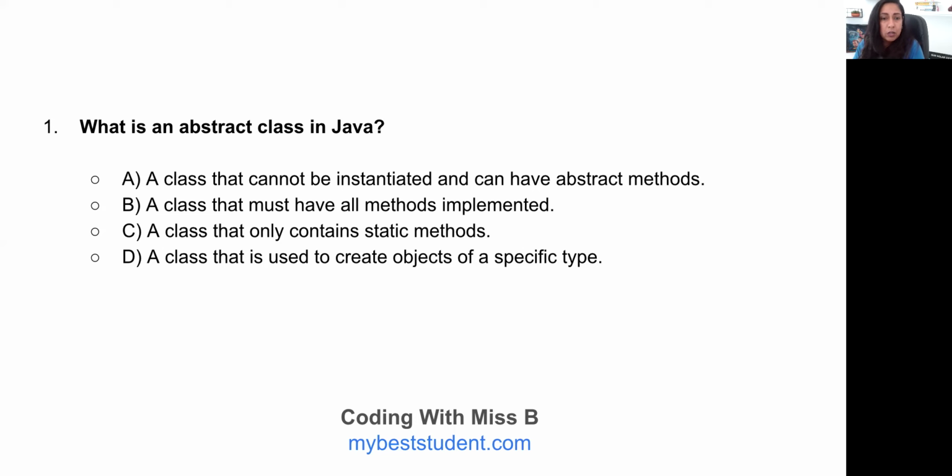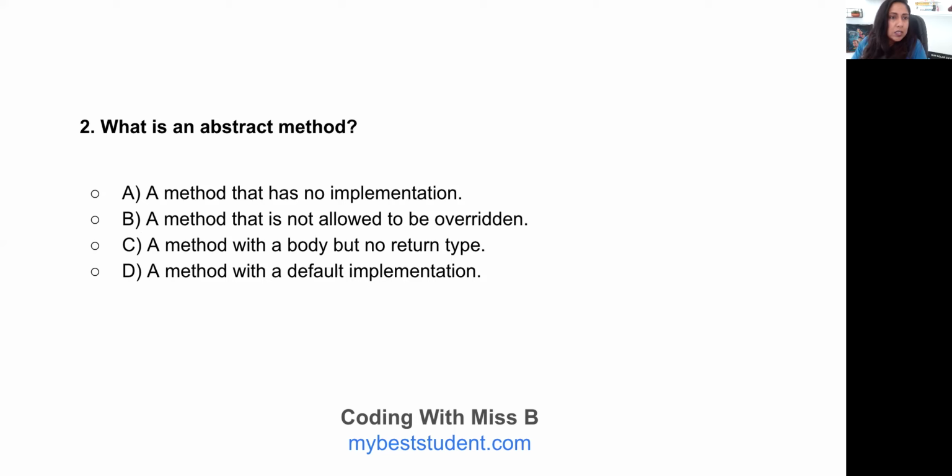So the answer is quite obvious here. It is choice A, which is a class that cannot be instantiated and can have abstract methods. That's by definition what an abstract class is. It has both. So answer A. Let's go ahead and look at the next question.